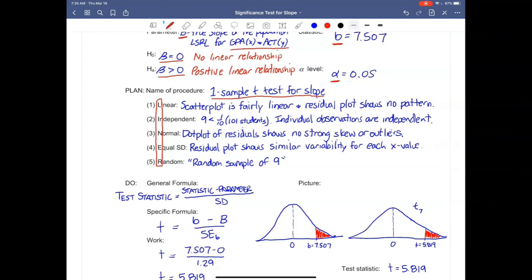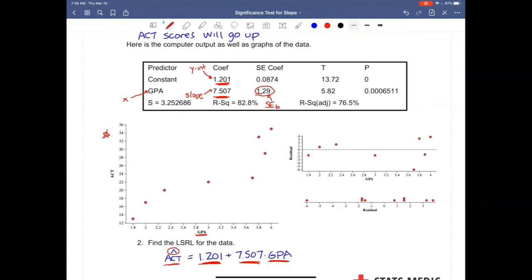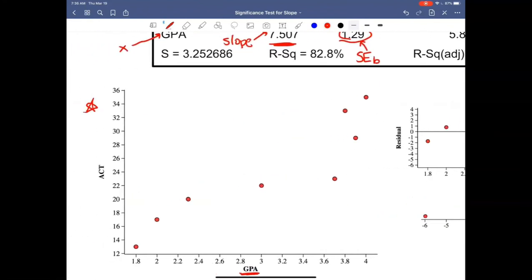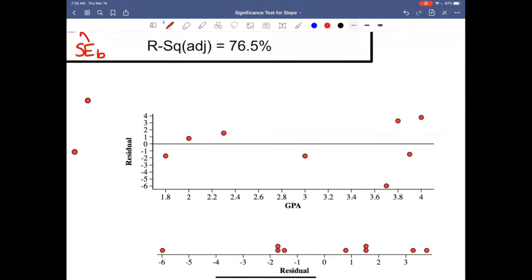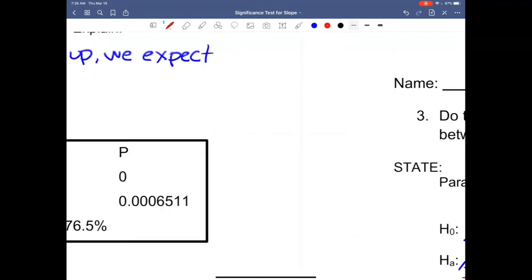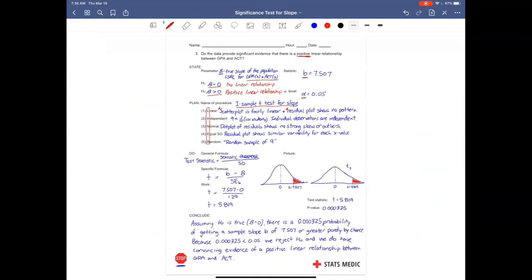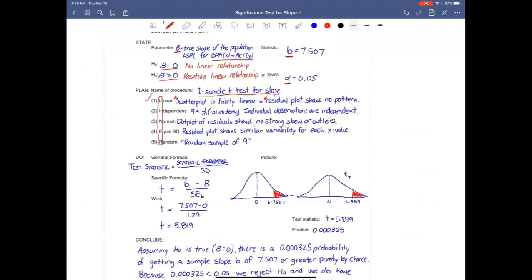The first condition is the linear condition, and there's really 2 different ways that you could check this. One, you could check that the scatter plot is fairly linear, or you could check that the residual plot shows no pattern. So if we look back here, the scatter plot definitely appears to be fairly linear. And then if we look at the residual plot, there's no clear leftover pattern of a U-shape or an upside down U-shape in the residual plot. So we're going to go ahead and say that the linear condition is satisfied.